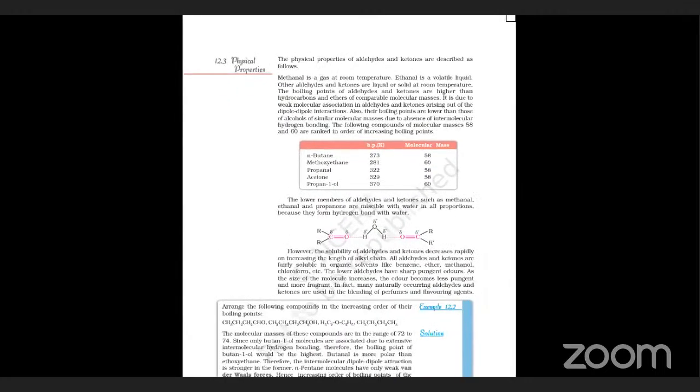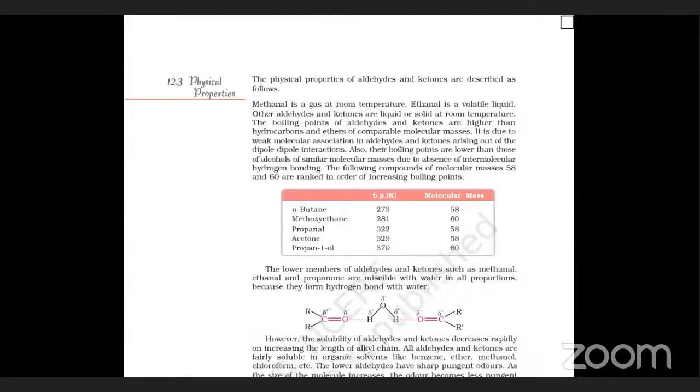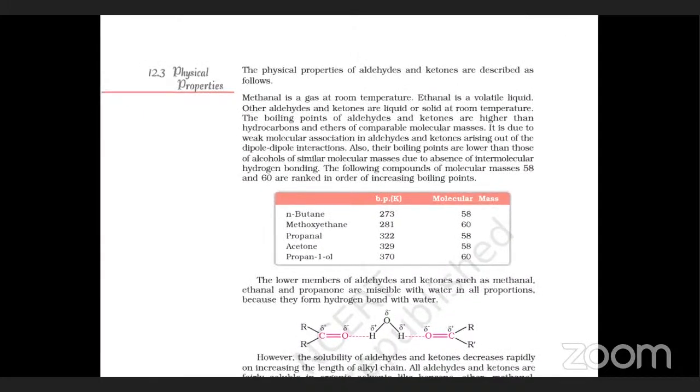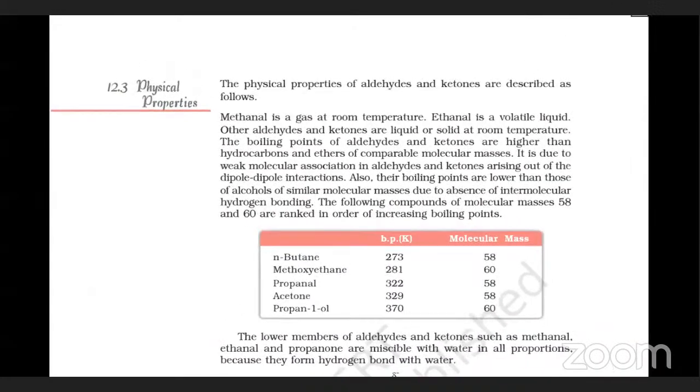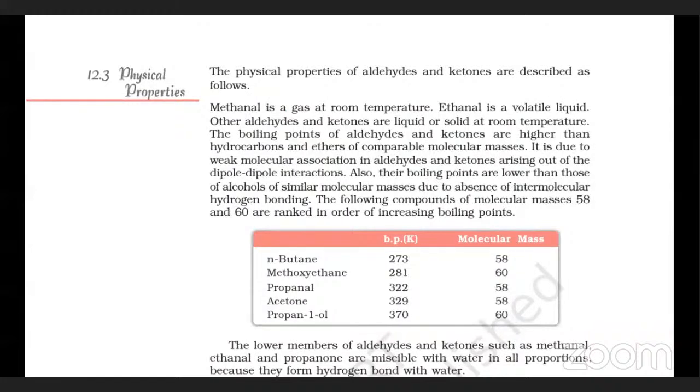Okay. Physical properties. Preparation completed. Nomenclature completed. General things like general names, IUPAC names, preparation, these are all completed for the aldehydes and ketones. Then what are the physical properties of the aldehydes and ketones? The physical properties of aldehydes and ketones are described as follows.